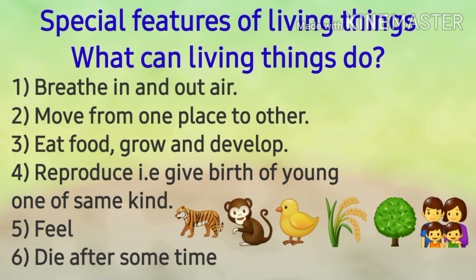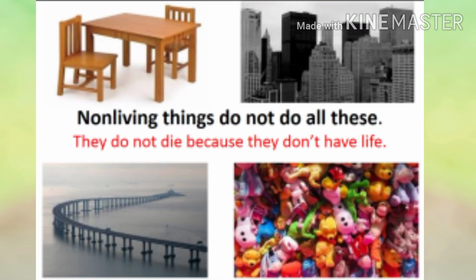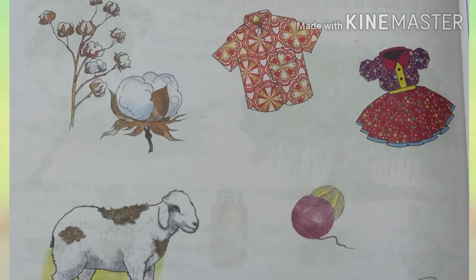All living things feel. When we are thirsty, we drink water. A dog barks at a stranger. All living things die after growing old. Non-living things do not do all this. They do not die because they don't have life. For example, table and chair cannot move on their own. Roads and buildings stay as they are. Toys cannot reproduce.